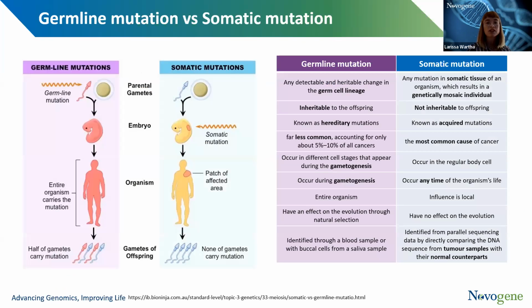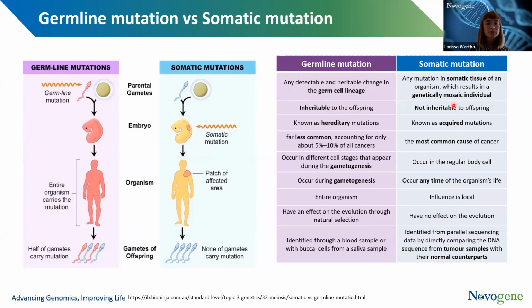And even though we've already touched on this slightly before while talking about rare diseases, I want to define somatic and germline mutations again, just because it's a very relevant concept for cancer. So germline mutations are heritable changes in the germ cell lineage. Therefore, they can be inherited to the offspring, and they affect the entire organism, and therefore they can also affect evolution through natural selection. And you would really sequence a blood sample to detect those.